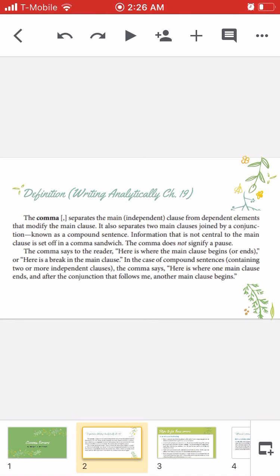And so, to finish reading, the comma says to the reader, here is where the main clause begins or ends, or here is a break in the main clause. In the case of compound sentences containing two or more independent clauses, the comma says, here is where one main clause ends, and after the conjunctions that follow me, another main clause begins.